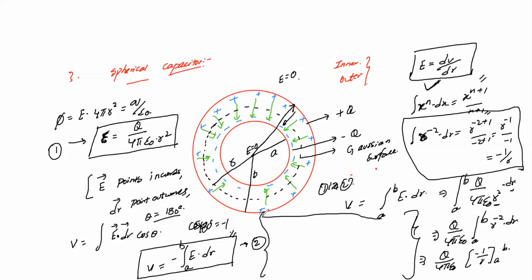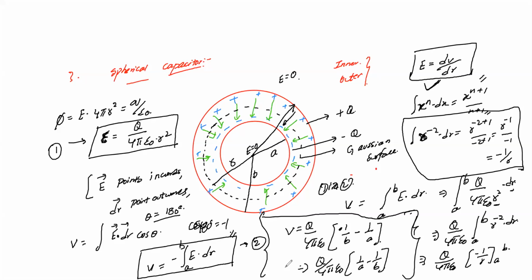Now applying the limits, V is equal to Q by 4 pi epsilon naught, upper limit and lower limit. The upper limit is minus 1 by B, and I'll separate the minus, it is minus 1 by B minus 1 by A. Since there is already a minus, it becomes Q by 4 pi epsilon naught into 1 by A minus 1 by B. So this is your potential.